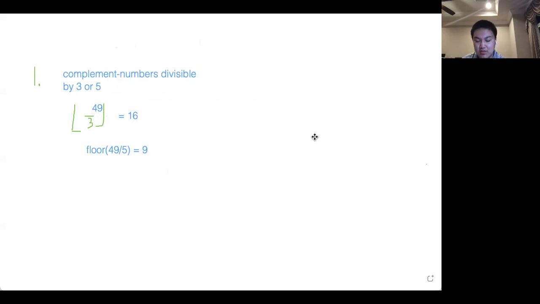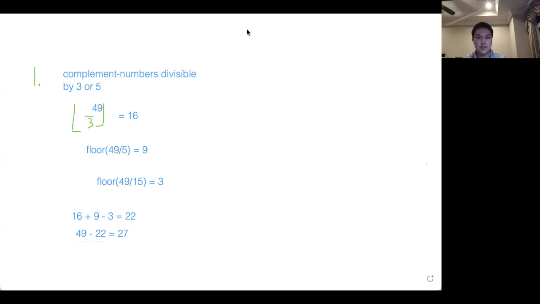But this overcounts the numbers divisible by both 3 and 5. Now, how many of those are there? Well, 49 over 15, which is equal to 3. So our total count would be 16 plus 9 minus 3, since in counting 16 and 9, we overcount each one of these multiples of 15 twice. And thus, our answer for this is 22. So the final answer is 49 minus 22, which is equal to 27.